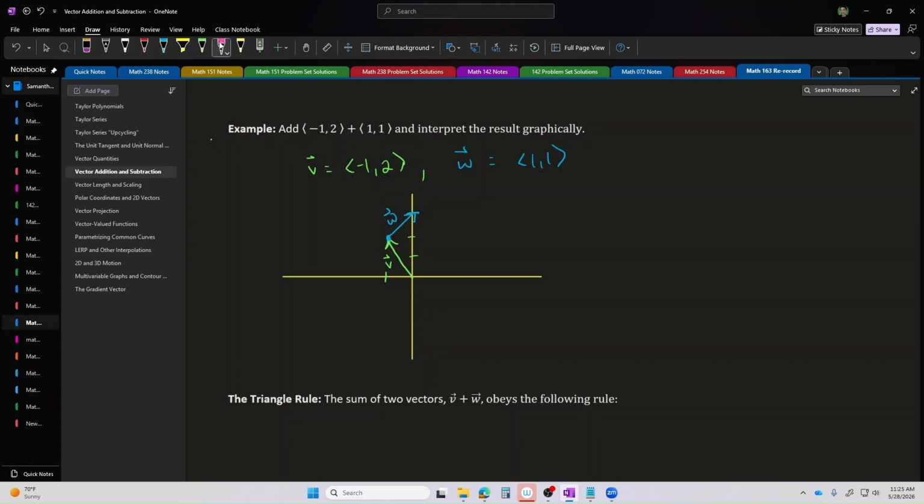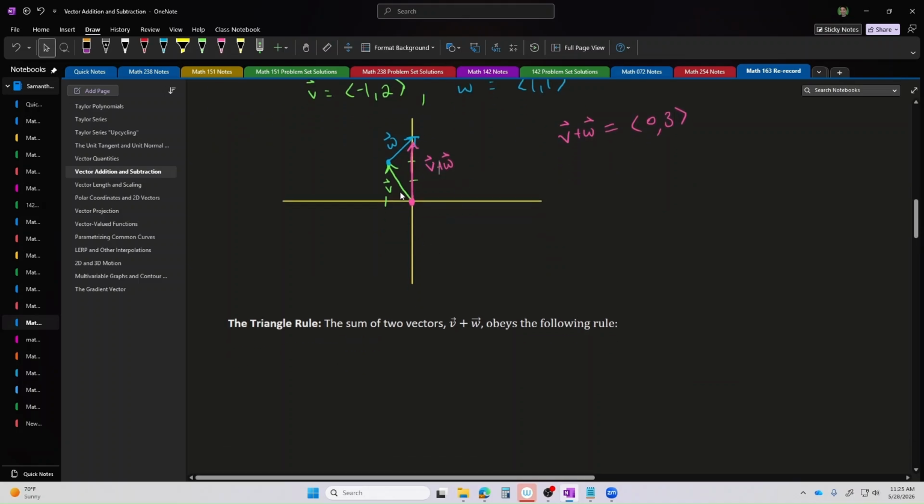Now let's add these vectors together and make sense of the sum within this picture. v plus w would be -1 plus 1, 0; 2 plus 1, 3. So that would be a vector that points 3 units straight up. If I draw that vector from the origin, once again I see that it forms the final side of a triangle that has one side v, another side w, and then the final side is v plus w.